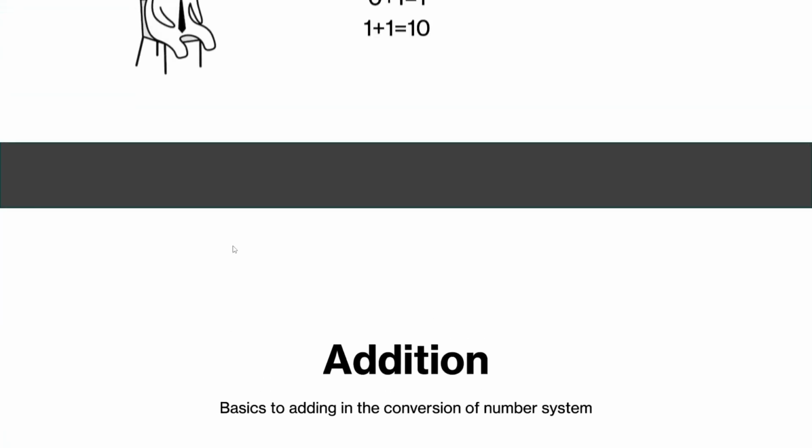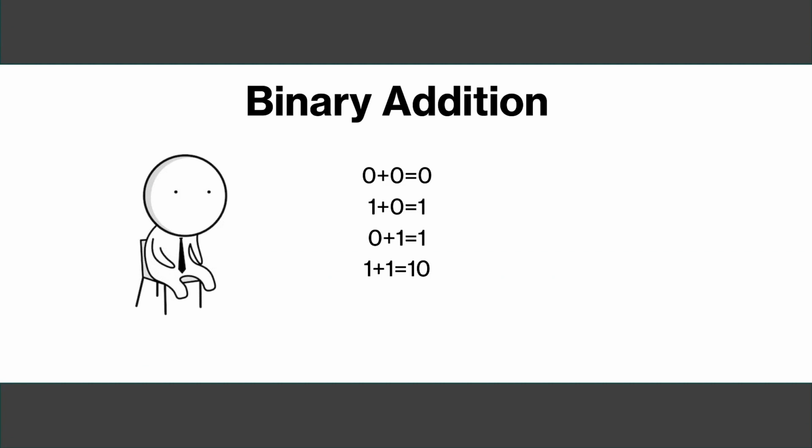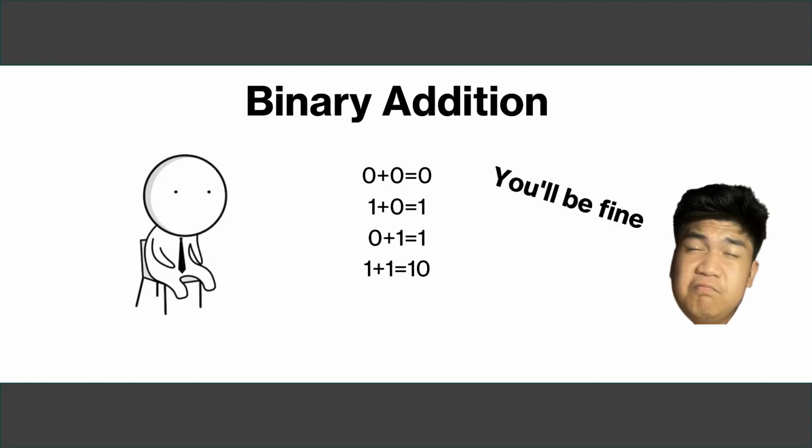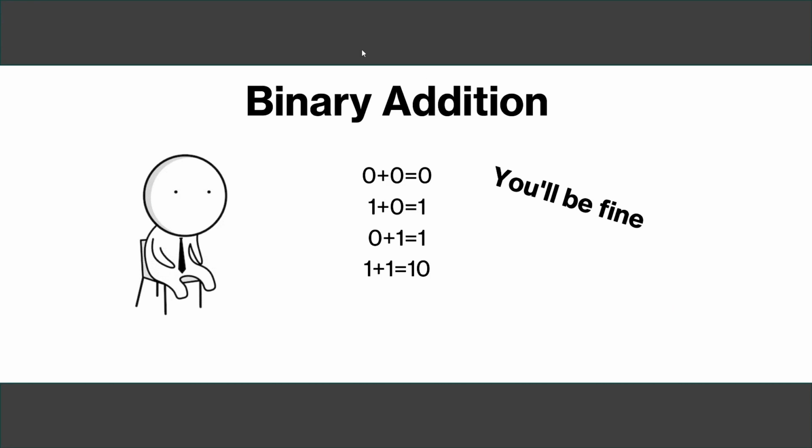Moving on to the basics. This is basically the basics of, as it says, binary addition. 0 plus 0 equals 0, 1 plus 0 equals 1, 0 plus 1 equals 1, and 1 plus 1 equals 10. This will make sense in a second, but there is another sort of hidden rule that I will show you in the upcoming examples. But as long as you take a mental note of these binary rules, you'll be fine. Mostly. Just keep in mind that this exists.